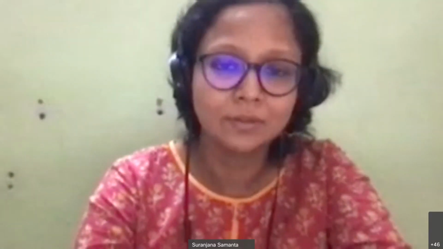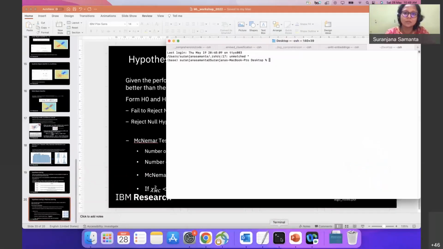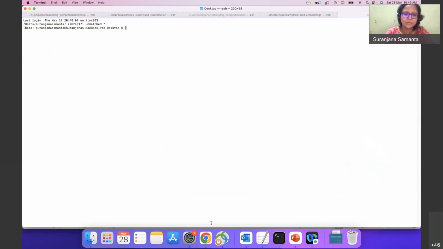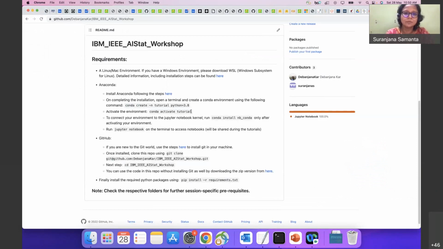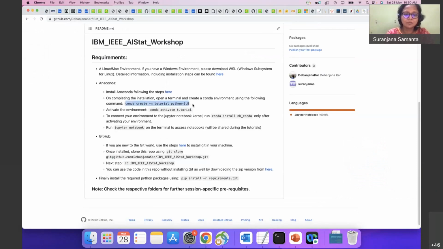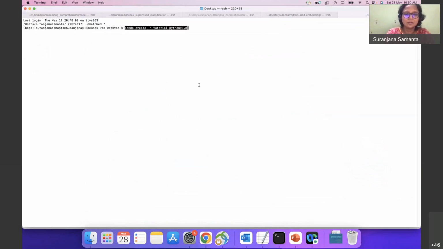Let me go back and share my screen, and let me go through the hands-on session. This is the end of all the theory I wanted to cover, and there is a notebook which can be used for the hands-on session. I thought I'll create all these things with you, so that it becomes easier for us to see how to do that.